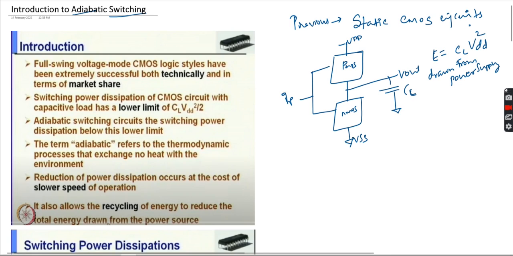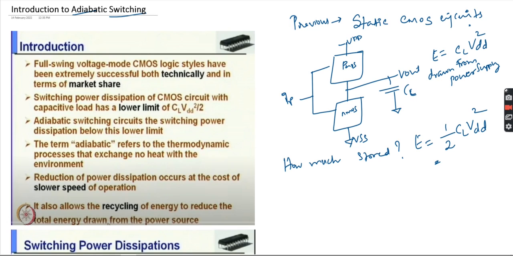The energy drawn from the supply is this much, but how much is stored? When the input is equal to 0, the PMOS will be on, and CL VDD square is drawn from the supply. But only half of the energy will be stored, that is E equals 1 by 2 CL VDD square. This much energy only will be stored in the capacitor, and the remaining half of the energy will be dissipated in the PMOS network itself.